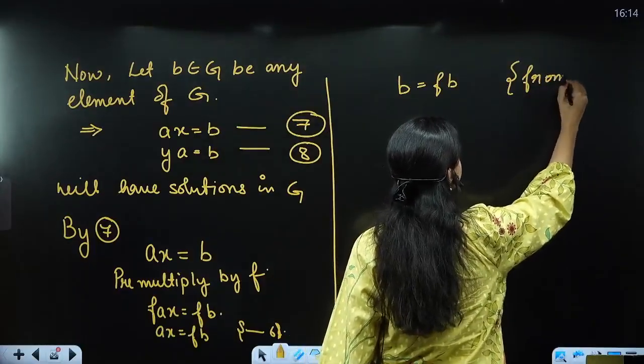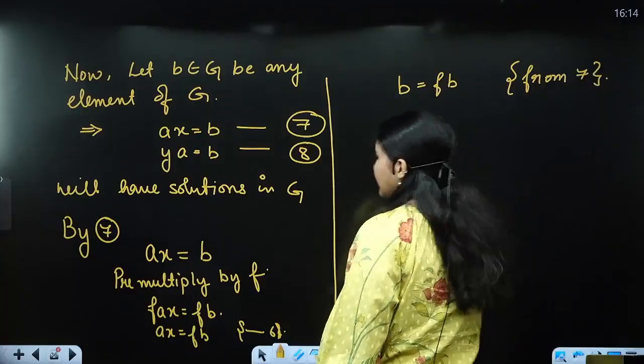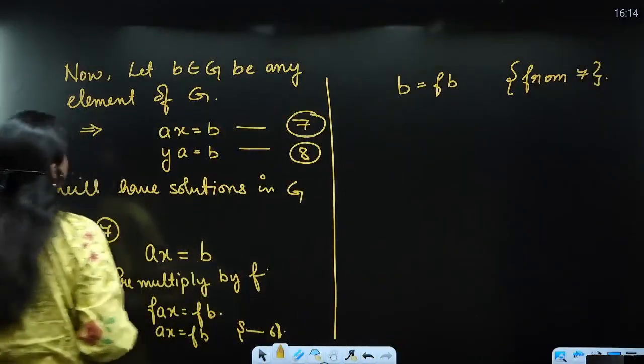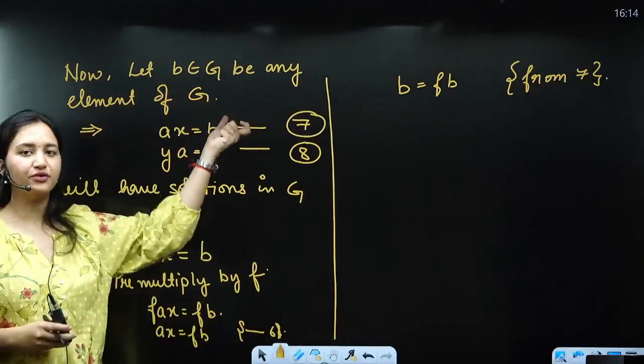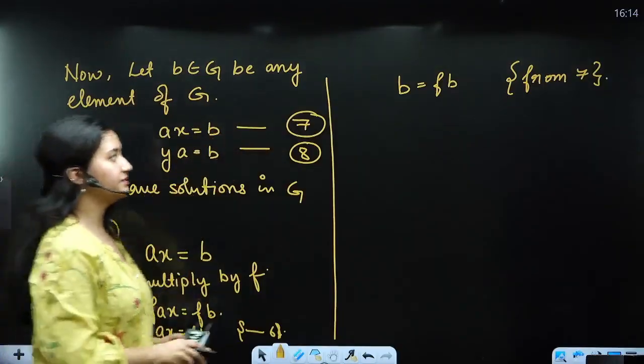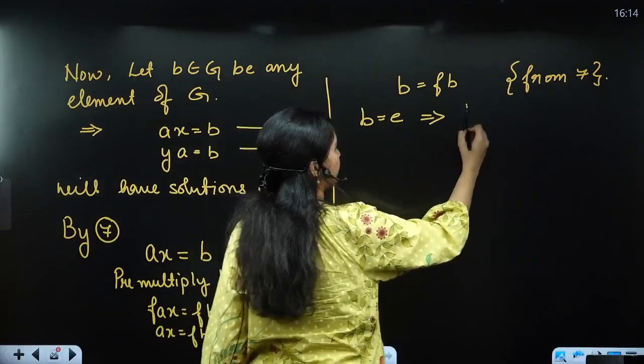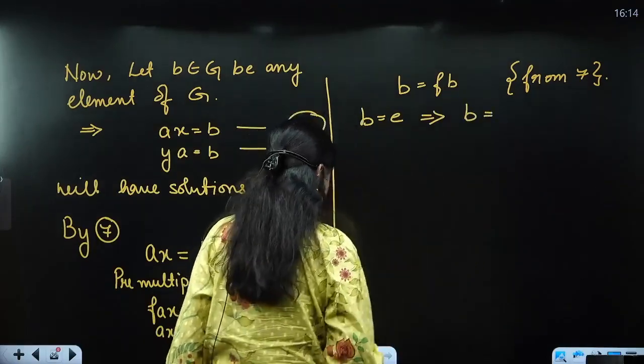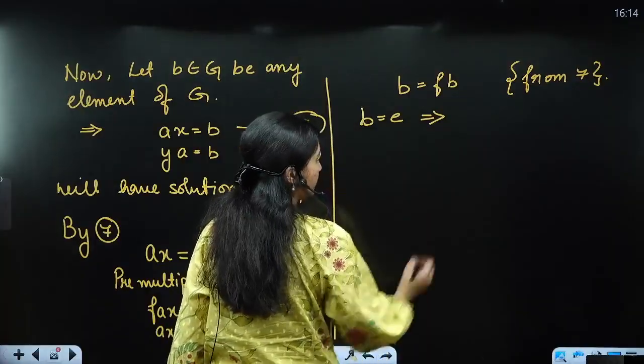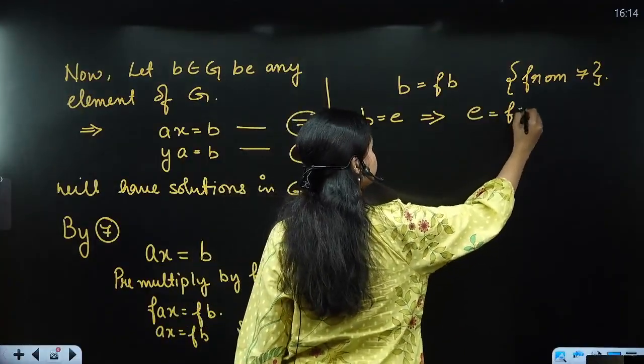Now B is any arbitrary value, right? We assumed that B is any value from G. So can I write B equals E? This will give me the value of, sorry, E equals FE, right?